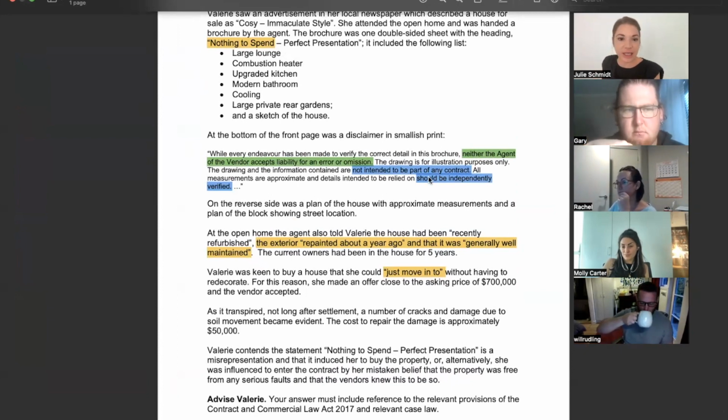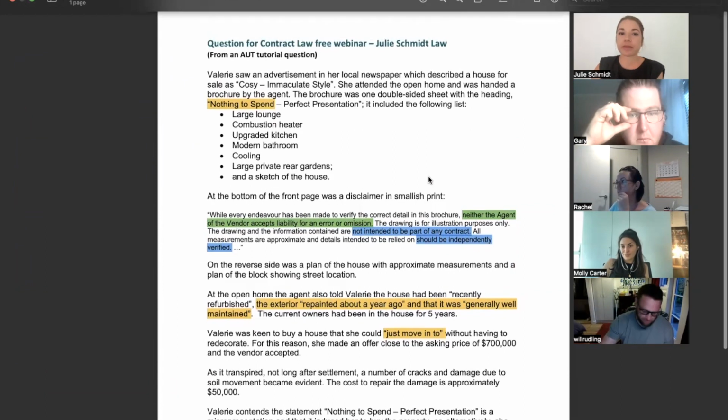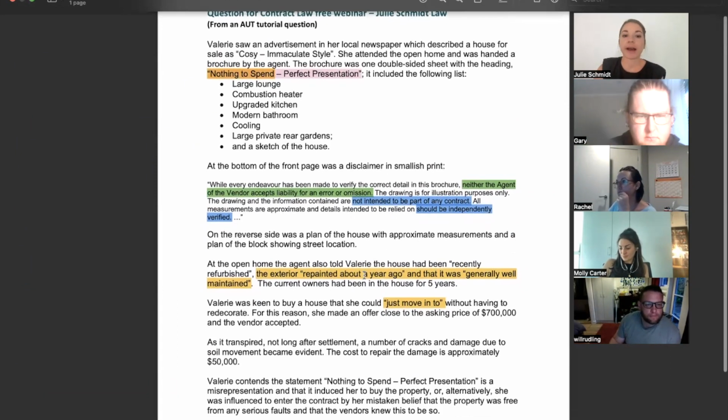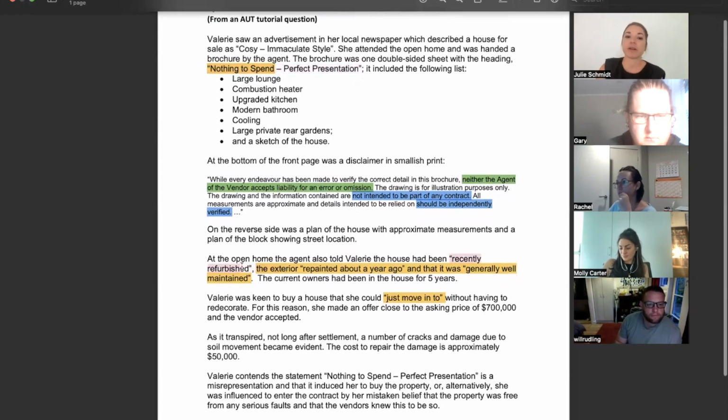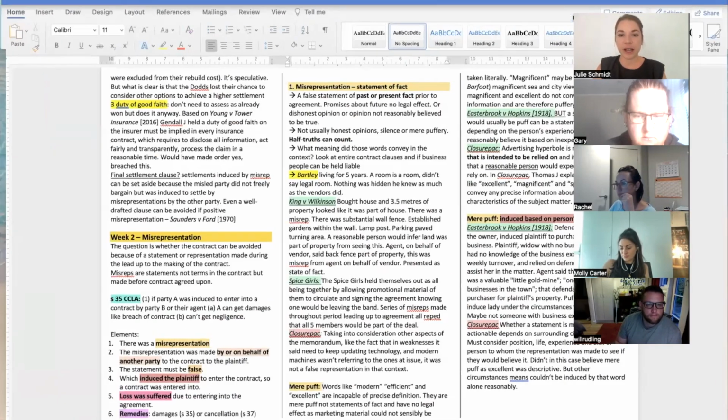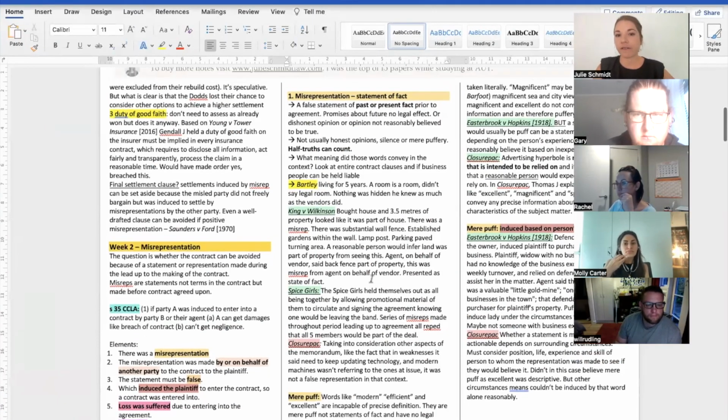Cool. I think everyone can see: nothing to spend. Perfect presentation. Recently refurbished, repainted a year ago. Oh, that's actually true. Generally well maintained. Okay, so there was a statement of fact about the current state of the premises.